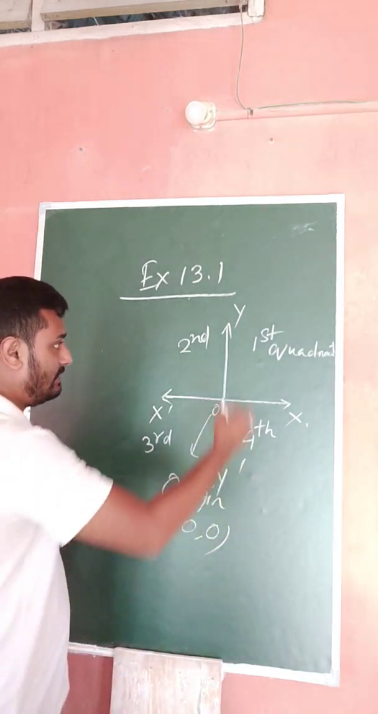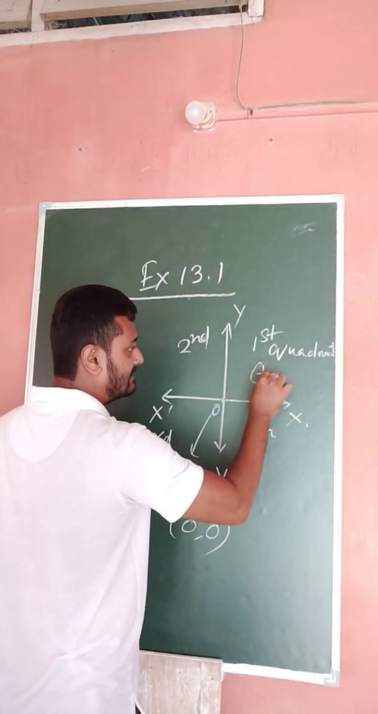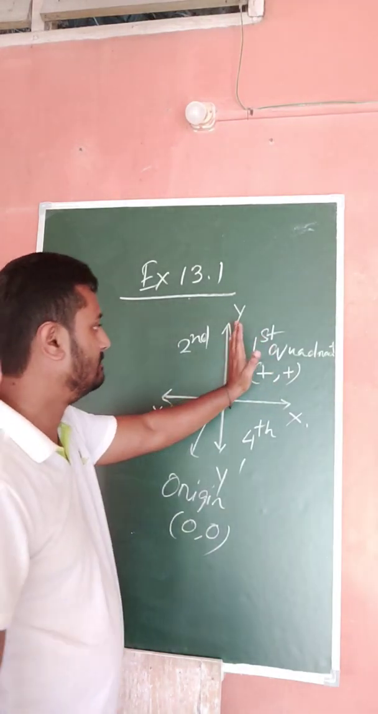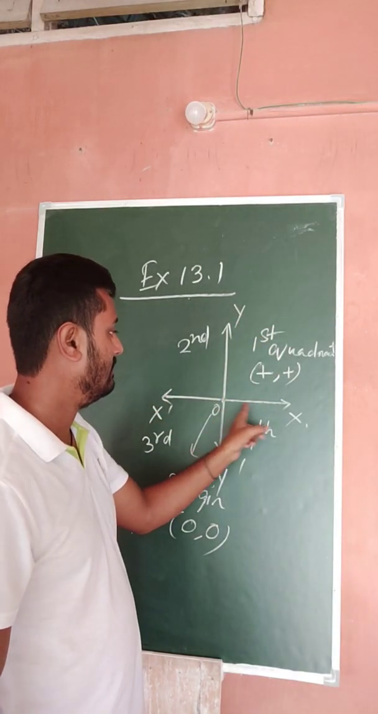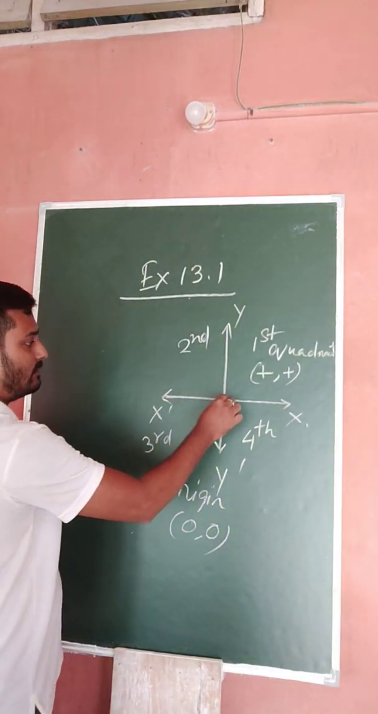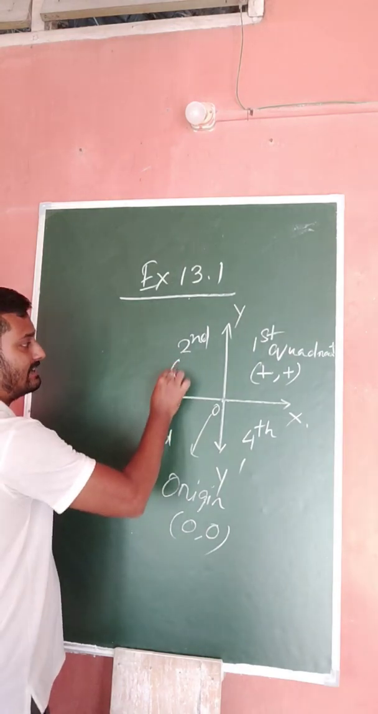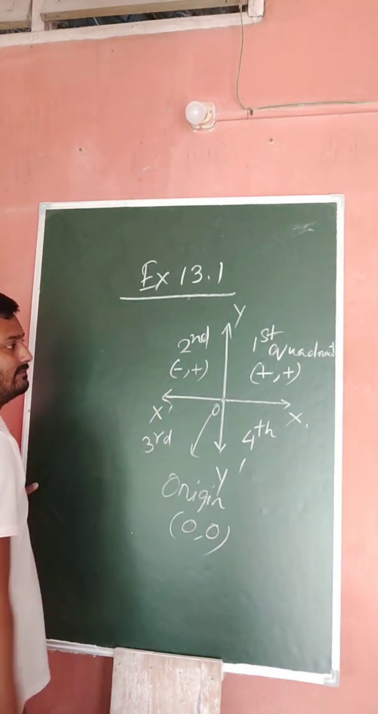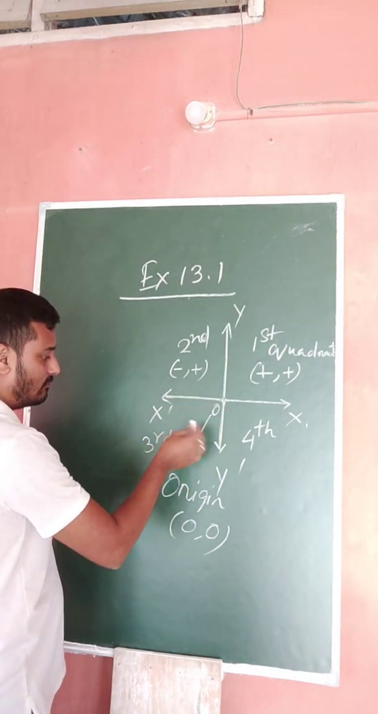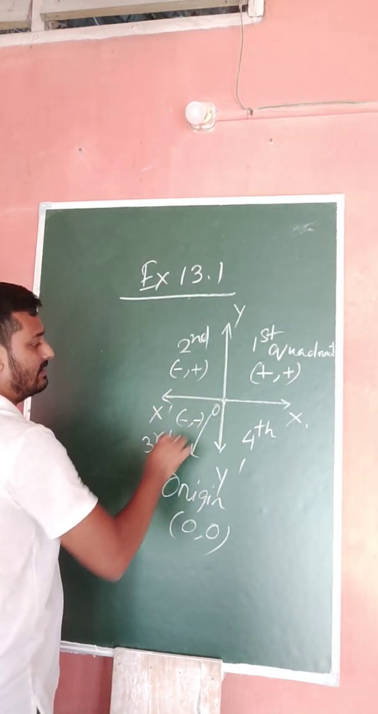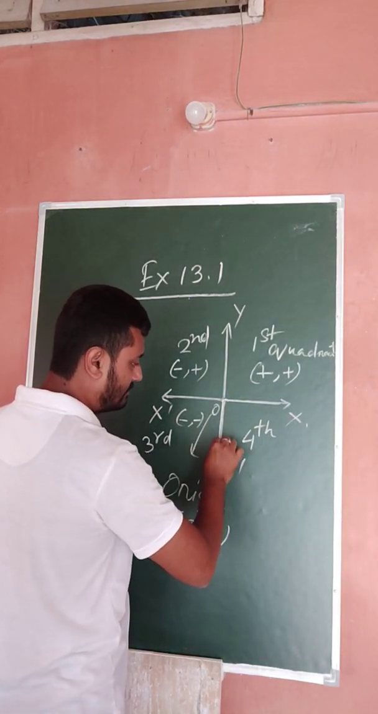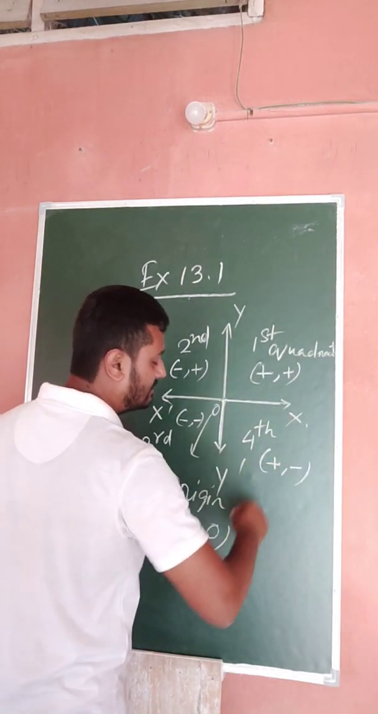In the first quadrant, both x and y are positive, because the first quadrant means this part. In the second quadrant, x is negative but y is positive. In the third quadrant, both x and y are negative. And in the fourth quadrant, x is positive but y is negative.